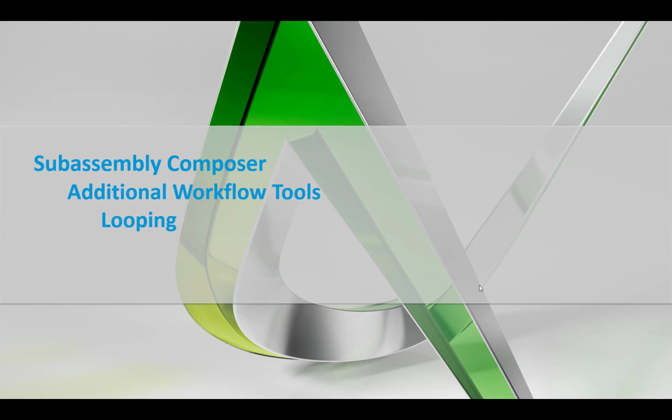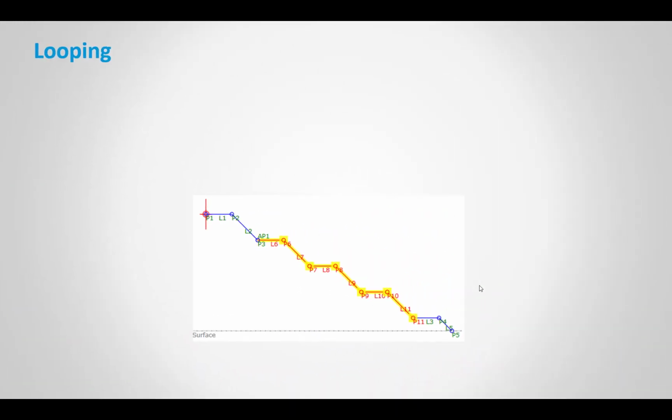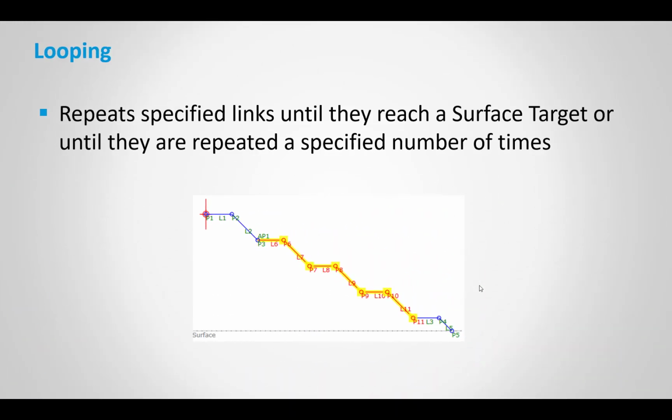Hello, in this session we're going to look at an additional workflow tool called looping, or loop geometry. What looping does is it repeats a specified link until it reaches a surface target or until you set a specified number of times that it can loop.